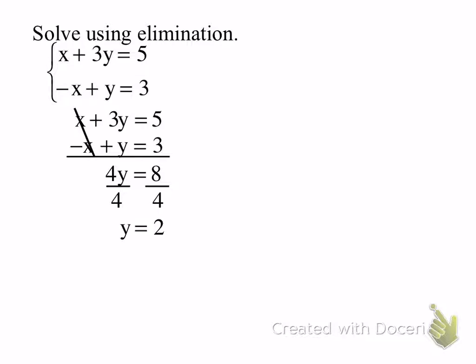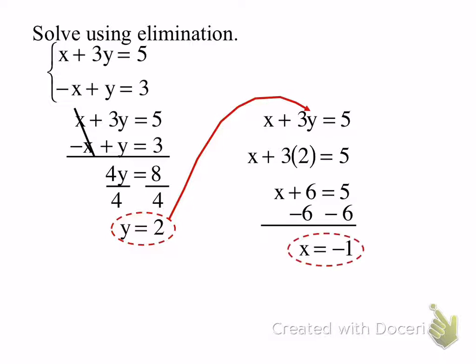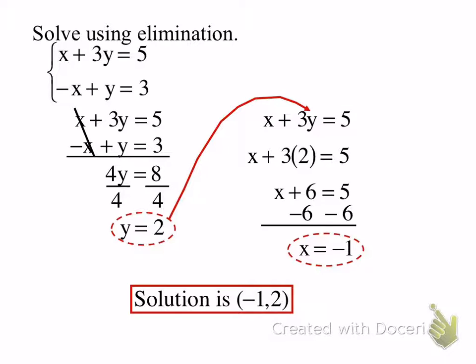Next step, Sophie. You would substitute into either equation. It could be either original equation. I'm substituting it in. Okay. x plus 3 times 2 equals 5. x plus 6 equals 5. Subtract 6. And we are left with x equals -1. And the solution should have been -1, 2. Questions?